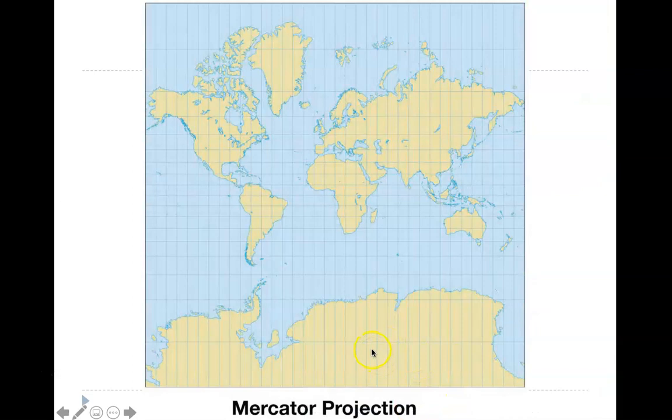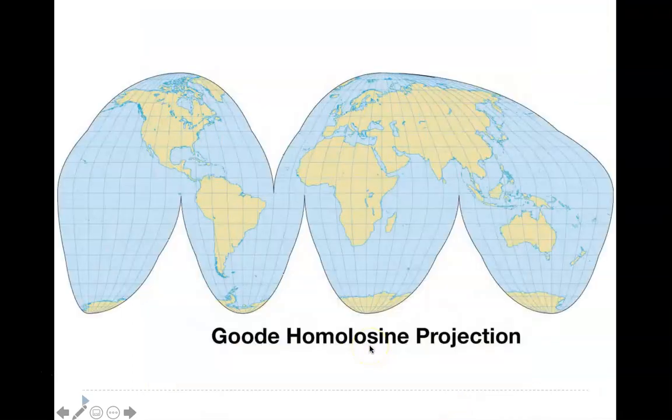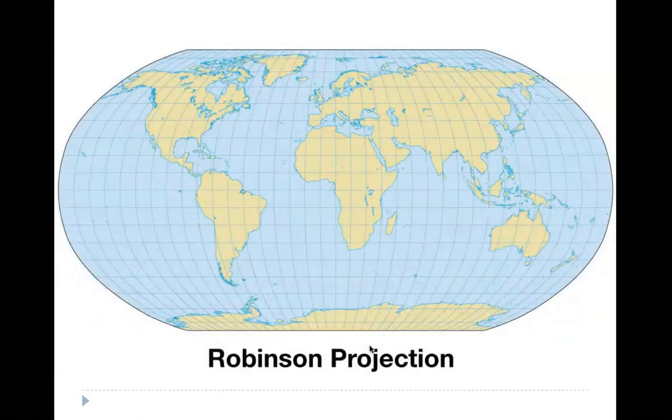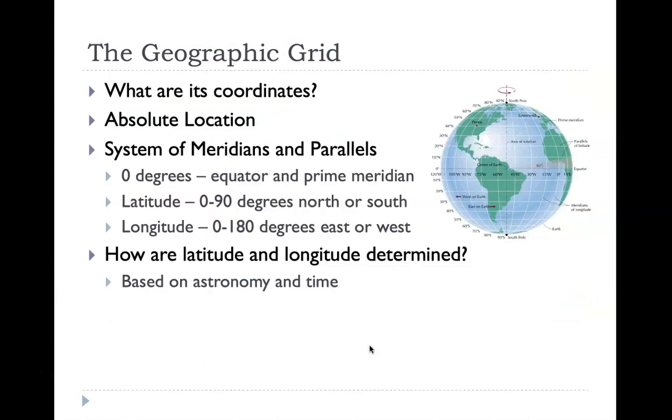All right, there's the Mercator projection. Note the distortion at the bottom. All right, there's the Goode's homolosine. Here's the Robinson projection. All right, and then we look at the geographic grid. So we're trying to answer: what are the coordinates?